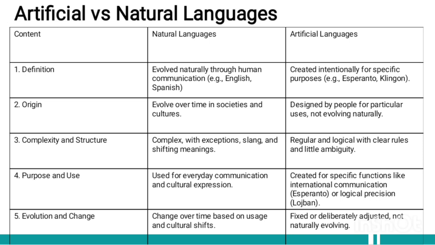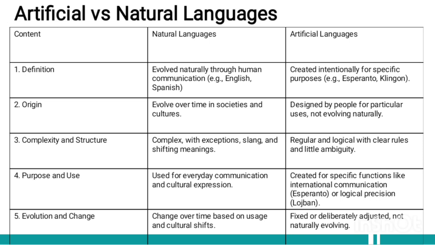Next one, purpose and use. Natural languages are used for everyday communication, cultural expression, and transmission of knowledge. They reflect the way people think, feel, and interact in their social and cultural context. But artificial languages are often created for specific functional purposes. For example, Esperanto was designed as a universal language to foster international communication. Lojban is intended for logical precision in communication. Some artificial languages are created for fictional worlds, like Klingon in Star Trek.